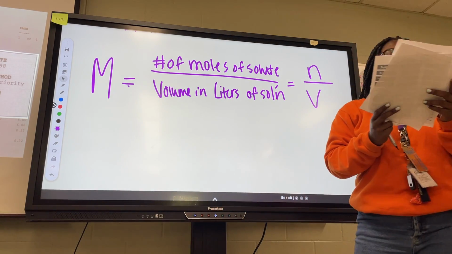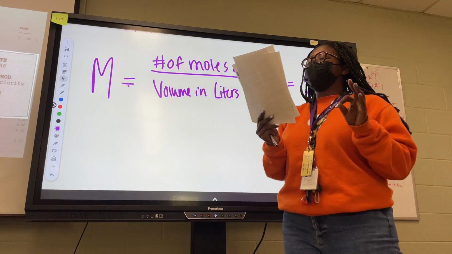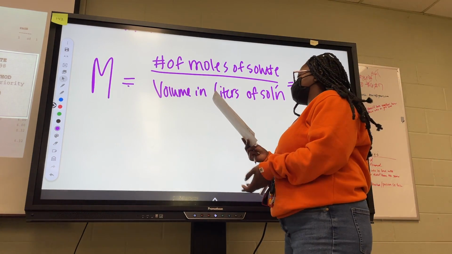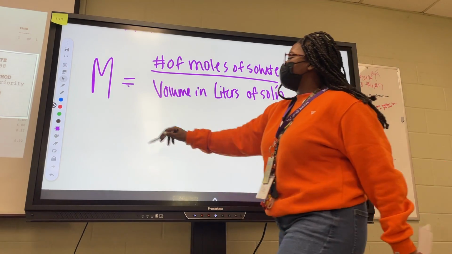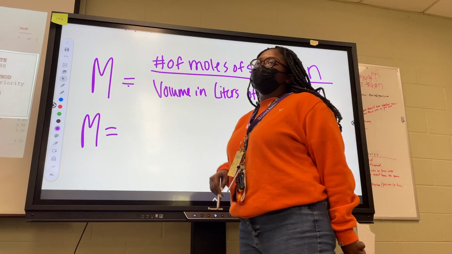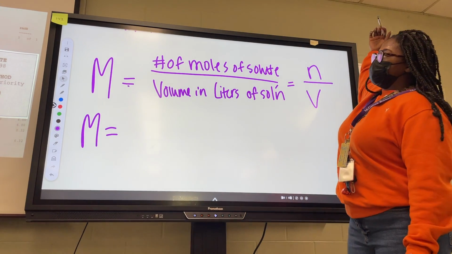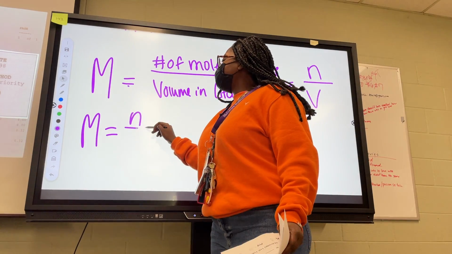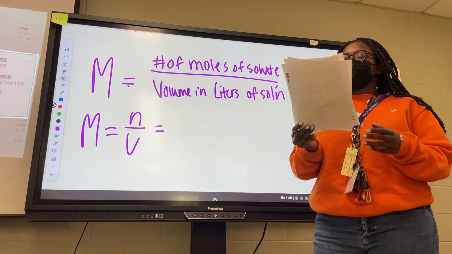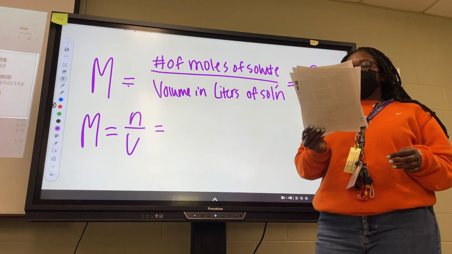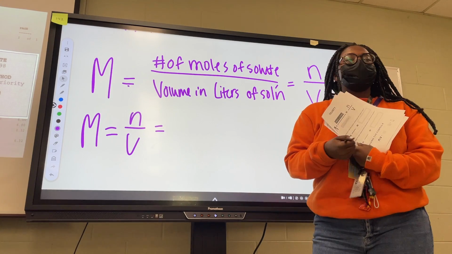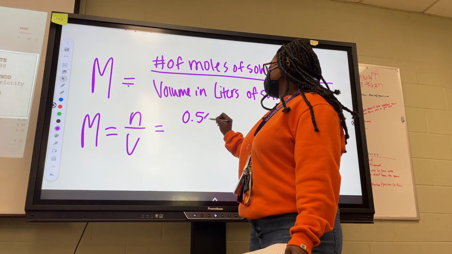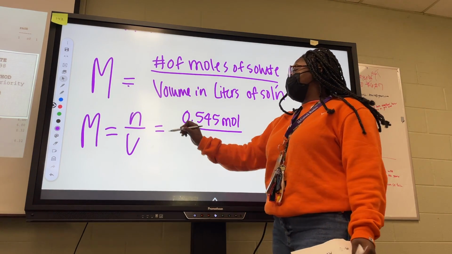All right, the first one says, what is the molarity of a 0.384 liter solution containing 0.545 moles of NaCl? Our formula is M equals what over what? Read, children. N over V. Do I know how many moles are in this question? It's 0.545, because it literally says 0.545 moles. So that's how many moles I have, and that is going to go on top.